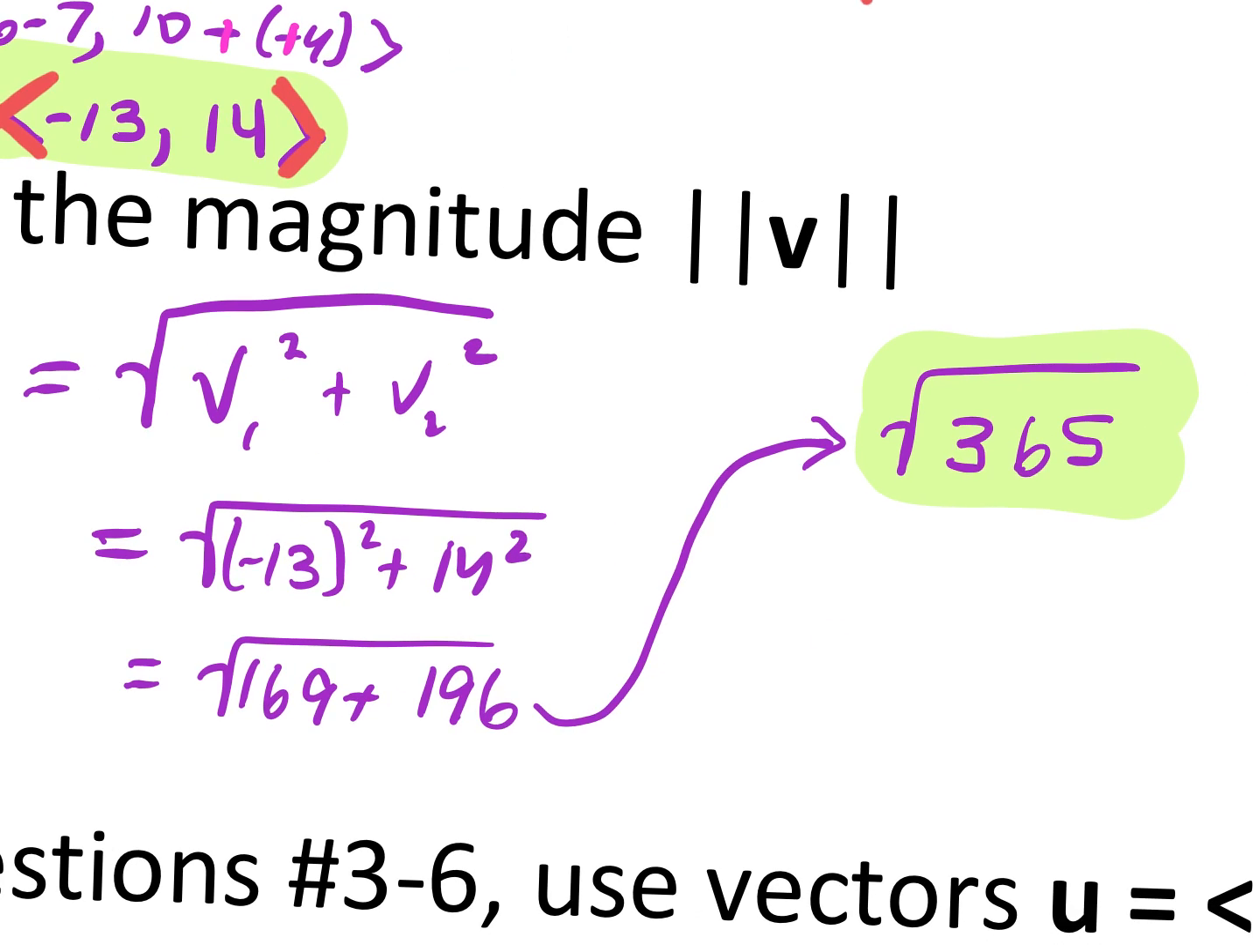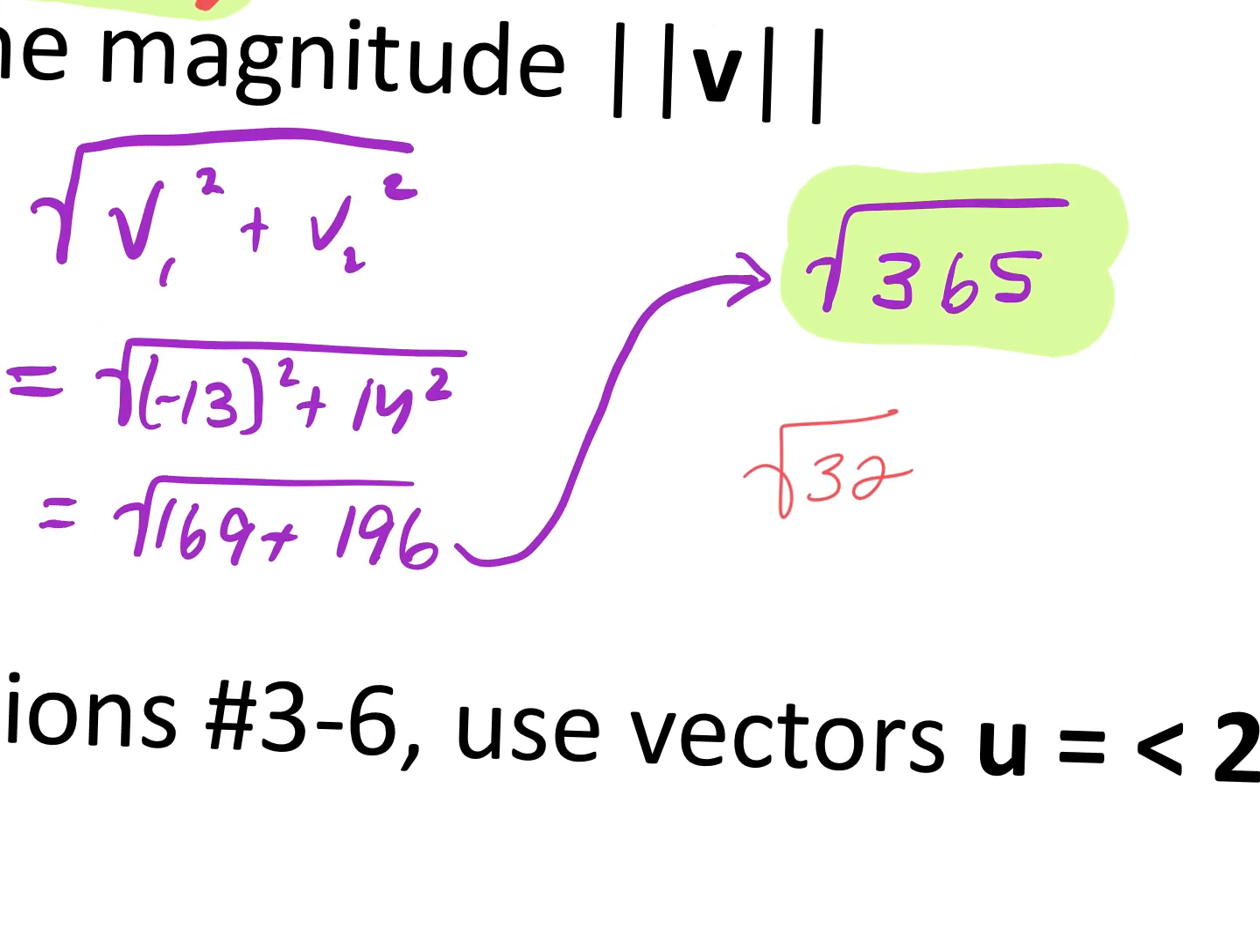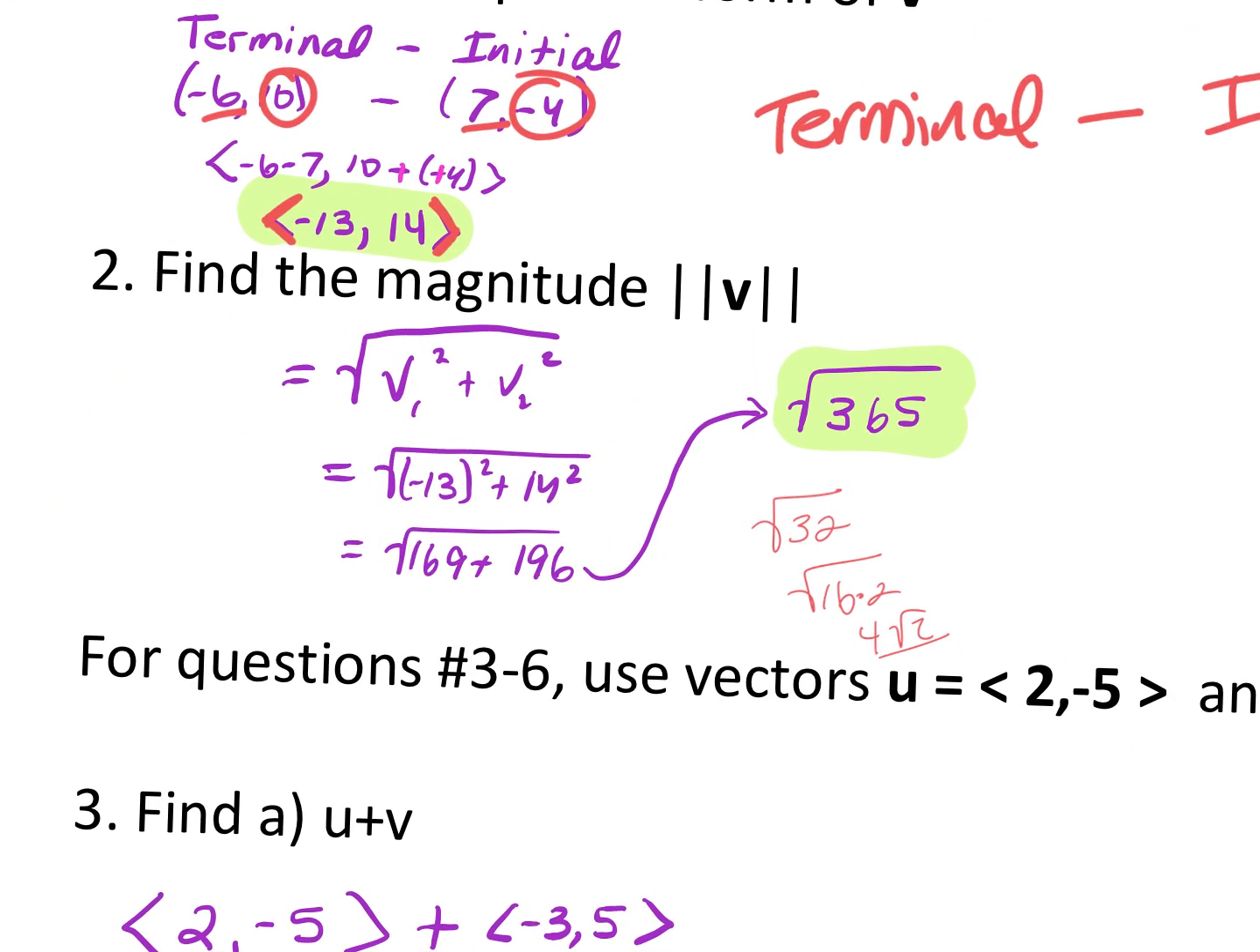If the square root breaks down, like if you had the square root of 32, is that the most exact answer? Can you break down 32? Yes. What can you break 32 into? 16 and 2? So this would become 4 root 2. Anytime you have a radical, you have to try and break it down. Make sure you guys do that. Any questions?